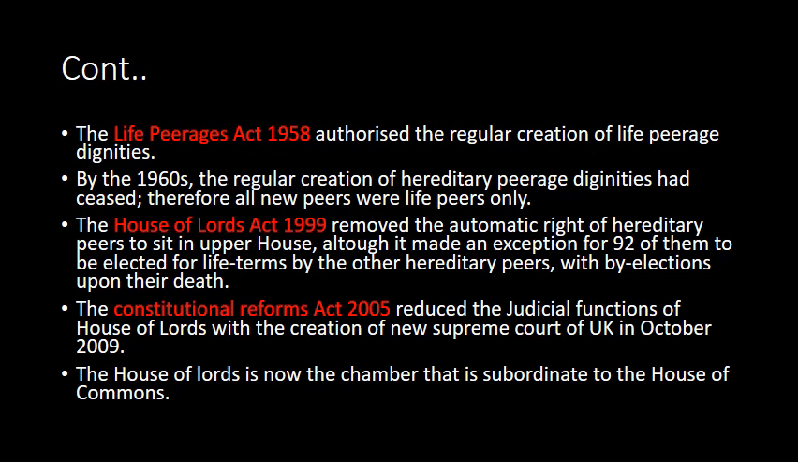In 1958, a bill was passed called the Life Peerages Act 1958. It authorized the regular creation of life peerage dignities. By the 1960s, the regular creation of hereditary peerage dignities had ceased. Therefore, all new peers were life peers only. The House of Lords Act 1999 removed the automatic right of hereditary peers to sit in the upper house, although it made an exception for 92 of them to be elected for life terms by the other hereditary peers, with by-elections upon their death. The Constitutional Reform Act 2005 reduced the judicial function of the House of Lords with the creation of the new Supreme Court of the UK in October 2009.